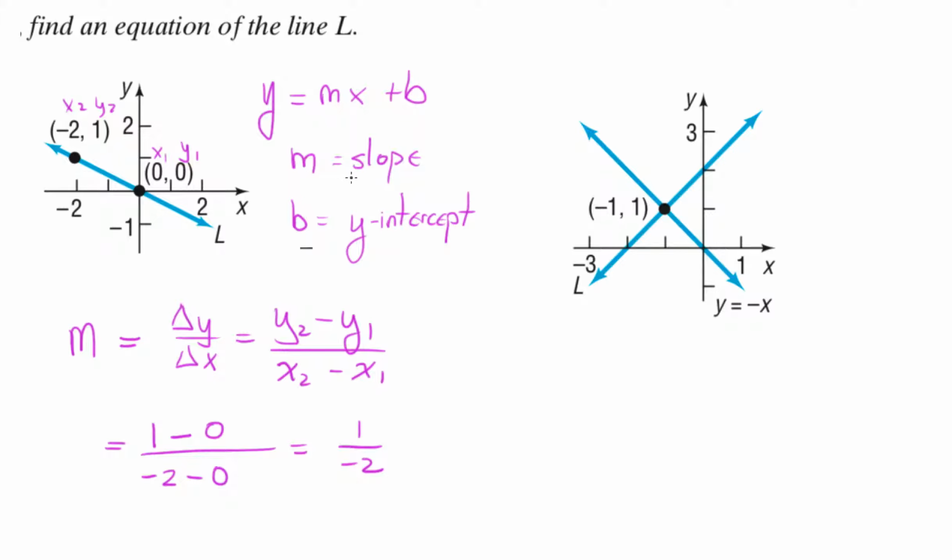For the y-intercept, there are different ways to find it, but what is the definition of the y-intercept? The y-intercept is where it crosses the y-axis. So here we can see clearly that it crosses at (0, 0). Therefore b, in this case, is 0. So the equation of this line is y equals m, which is negative 1/2, x plus 0, which is just negative 1/2 x.